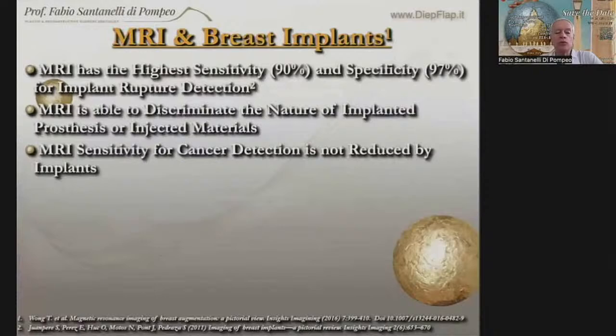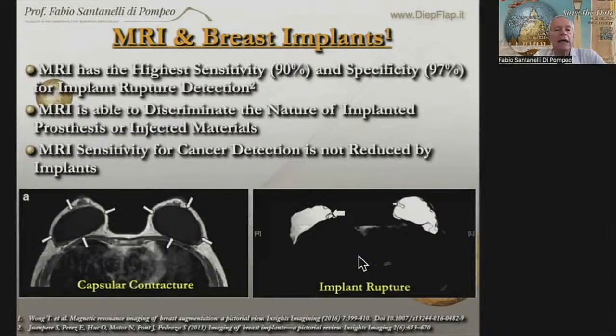So if we want to summarize this, we can say that MRI has the highest sensitivity and specificity for implant rupture detection. So it's extremely, it's the best, I would say, but it's not 100% sure to detect rupture of the implant, and it is able also to discriminate the nature of the implanted prosthesis or the material which is injected. And the sensitivity for cancer detection is not reduced by the presence of the implant. So it keeps those sensitivity and capacity to diagnose the cancer.